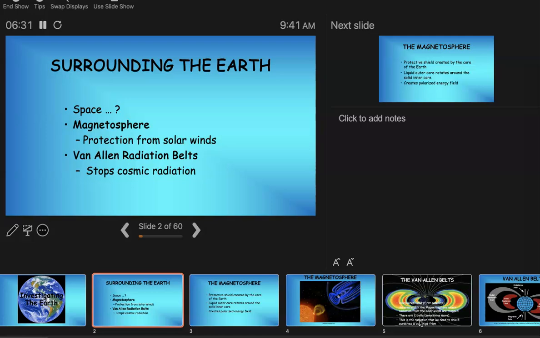Now, you'll see in a moment that the Van Allen radiation belts are kind of stuck in the middle of the whole magnetosphere thing, and it's not quite that simple. But if we were to get, nudge, nudge, wink, wink, some multiple choice questions about this stuff, that's probably what you would want to remember.